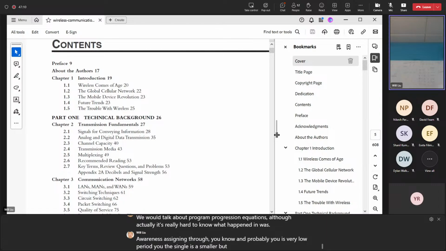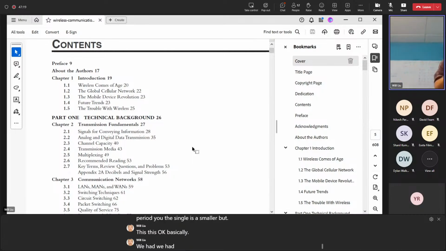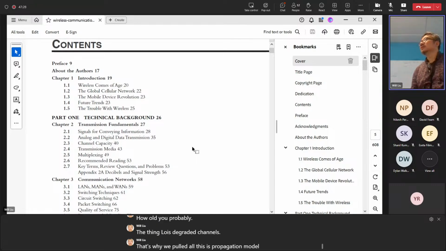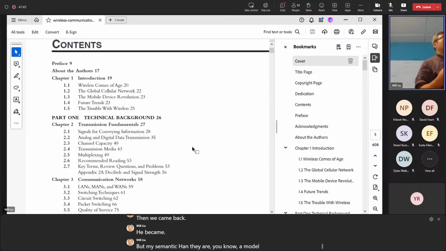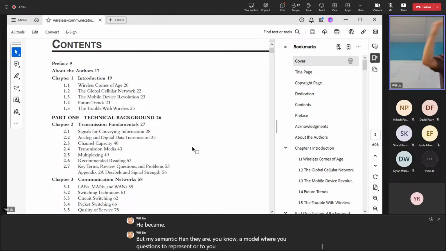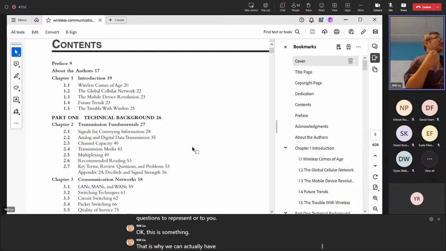But how do we do this one? Basically, we can observe how the signal is degraded in channels. That's why we talk about this as propagation modeling. Propagation means that when the signals go through the air, they become weaker. But mathematicians figure out a model or equations to represent or interpret this. And this is why we have propagation models.